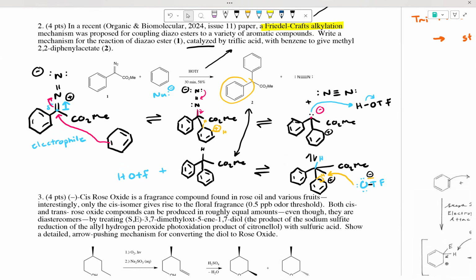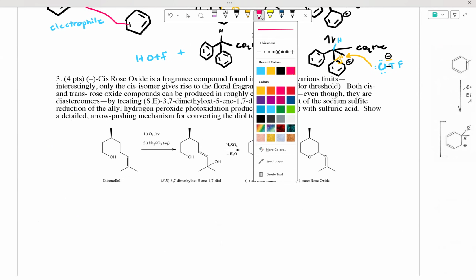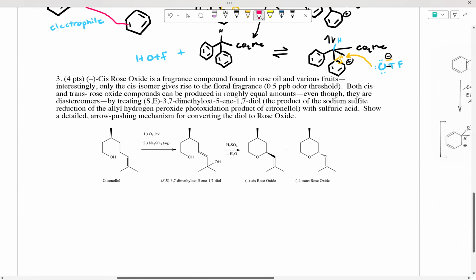Okay, now it's time for the last question. This one, I looked at it, I was able to answer 2, but don't worry, we got this. Cis rose oxide is a fragrance. Only the cis isomer gives rise to the floral fragrance. Both cis and trans rose oxides can be produced in roughly equal amounts by treating the diol, the product of the sodium sulfate reduction of the allylic alcohol.